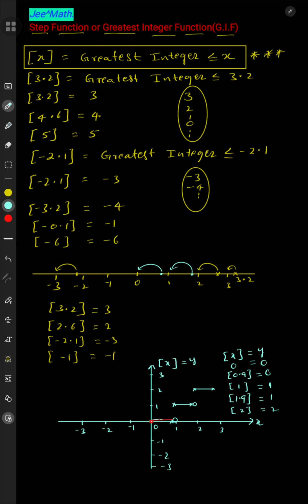So this is the graph of the step function. On this side also it will come like that only. So this is the graph of the step function.